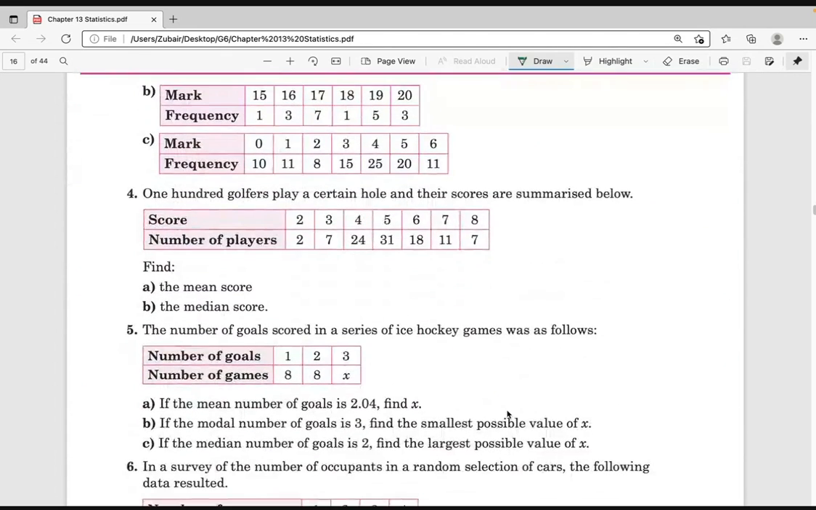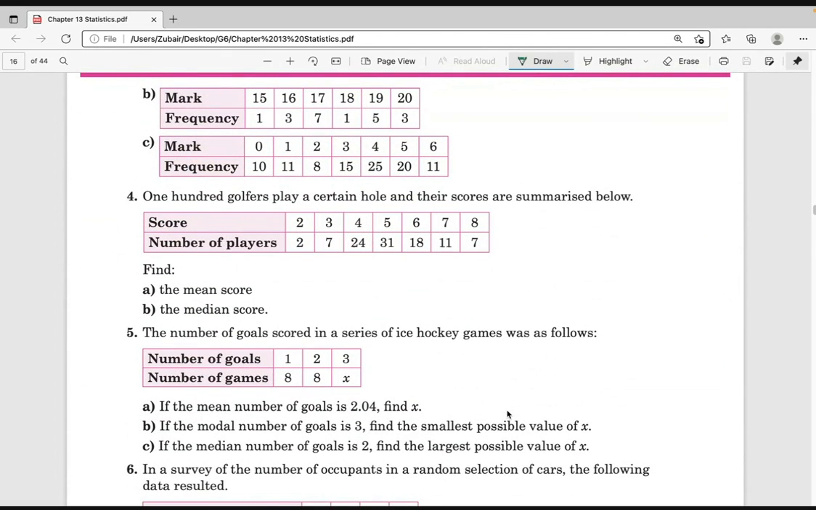Do the same with B part. Let me do B part with you and I'll give C to you. So we have the sum of frequency, that is 1 plus 3 plus 7 plus 1 plus 5 plus 3. Sum of frequency, I'm getting 20. Now each time I'm not going into the formula because this is a very easy number and we know the middle number would be 10th and 11th. Any doubt in 10th and 11th?